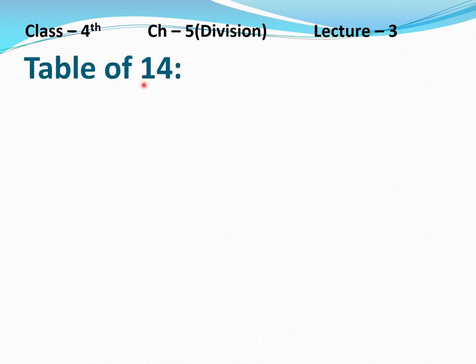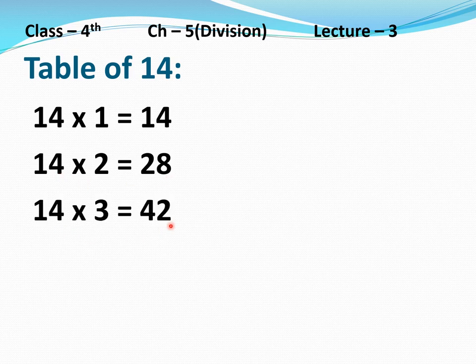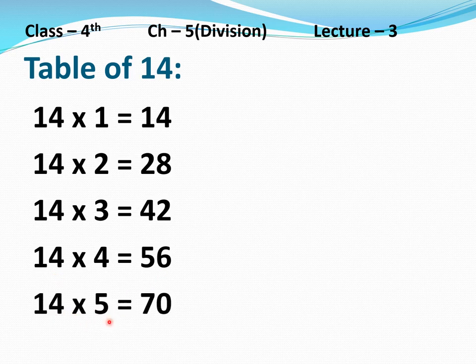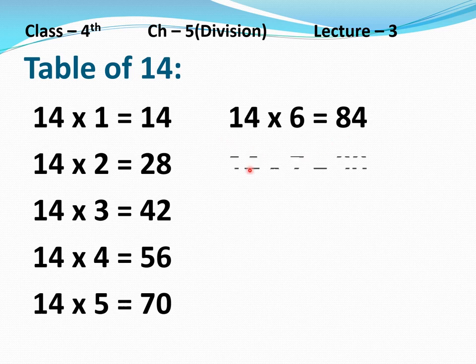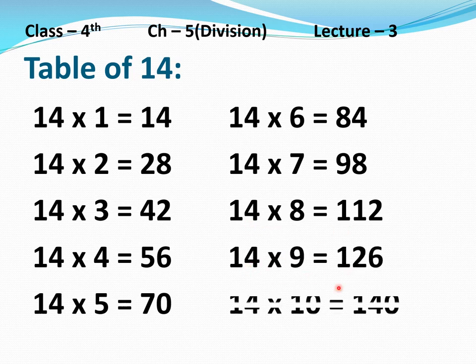Now table of 14. Speak with me. 14 ones are 14, 14 twos are 28, 14 threes are 42, 14 fours are 56, 14 fives are 70, 14 sixes are 84, 14 sevens are 98, 14 eights are 112, 14 nines are 126, 14 tens are 140.